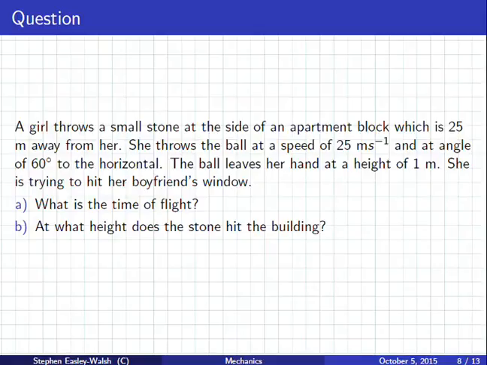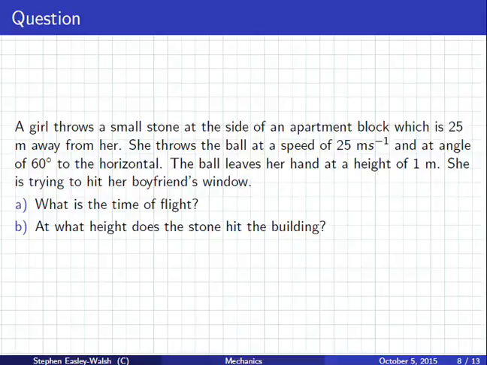Okay? Now what's the next question? Is it the range or maximum height? The range is the distance it travels here. This is called the range. So now we should look at the x part.